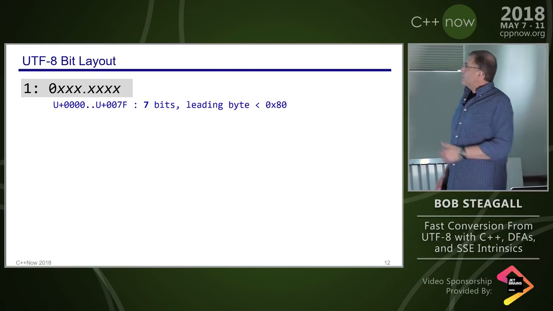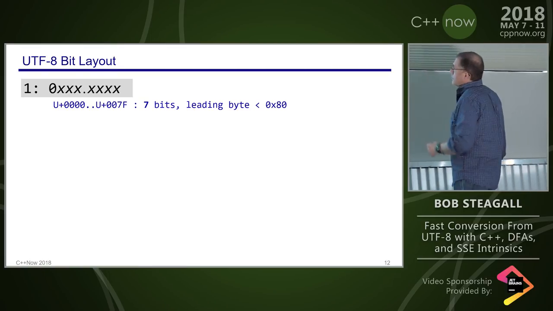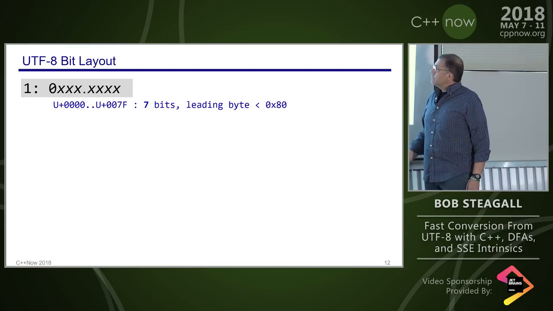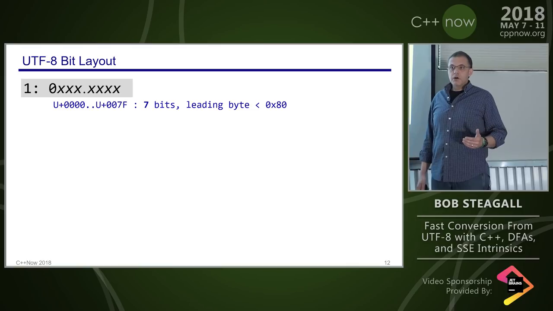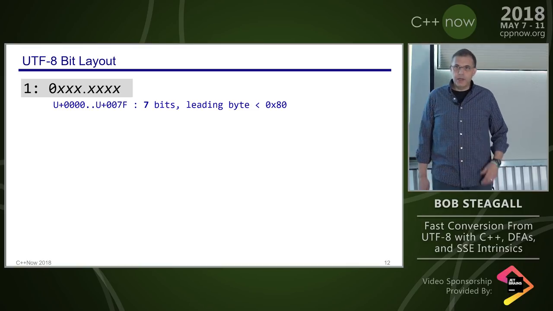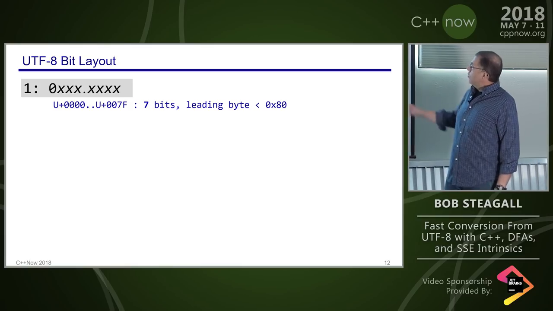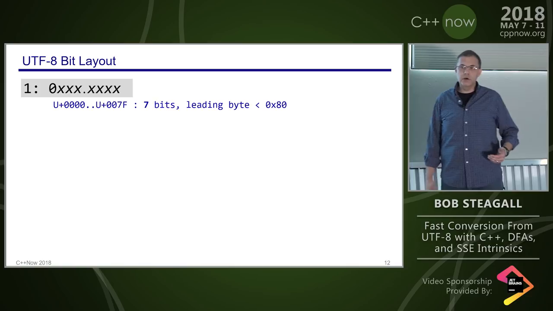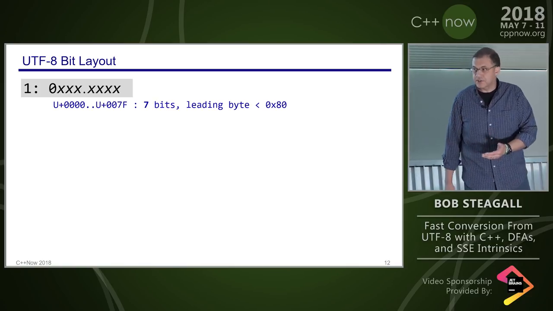So let's take a one-byte sequence, an ASCII sequence. An ASCII sequence of bytes will always have a leading zero in the first byte. That gives us 7 trailing bits in that byte of useful information. So we can encode characters whose code point values lie in the range 0 to 7F, the ASCII characters.